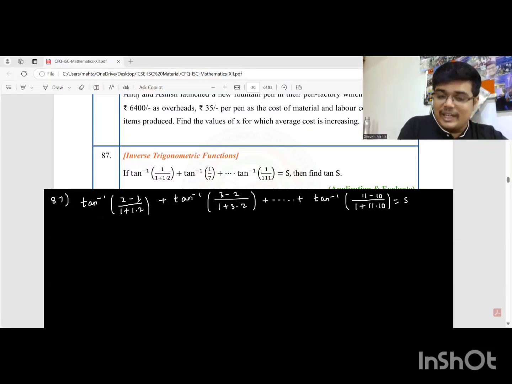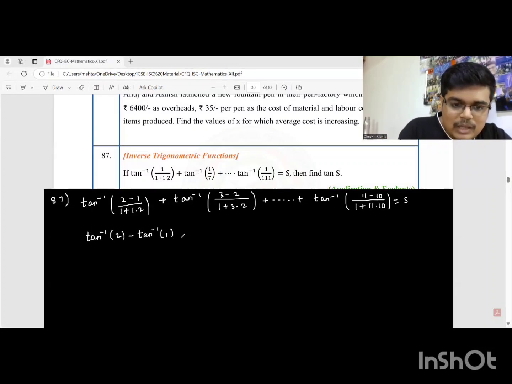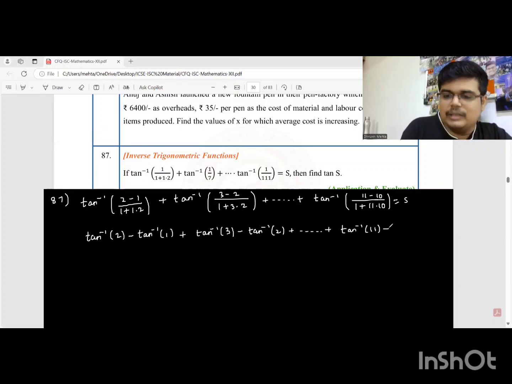This is now tan inverse x minus y upon 1 plus xy. So we'll use this formula that tan inverse x minus y upon 1 plus xy is tan inverse x minus tan inverse y. So this is tan inverse of 2 minus tan inverse of 1. Next, students, we have tan inverse of 3 minus tan inverse of 2. You keep doing this, students, till the last one, which is tan inverse of 11 minus tan inverse of 10.